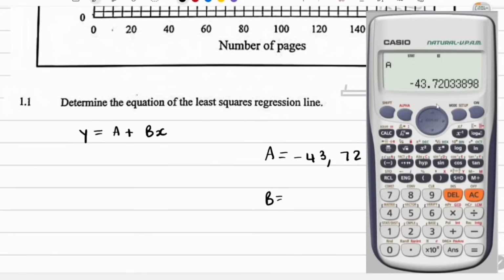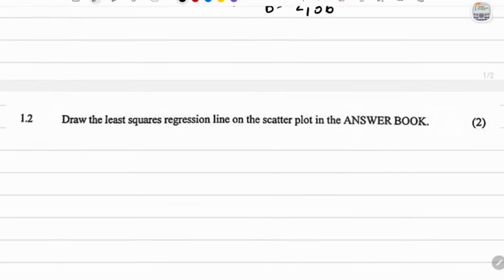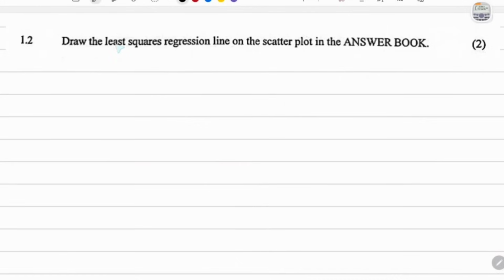So now we need to find our B value. On your calculator, you can just go ahead and press Shift and 1, and then again we'll go to number 5 for regression, and we want the B value, so we choose option 2 and say is equal to, and you see that B is 2.36 rounded off to 2 decimal places. So it means that the equation of your least squares regression line is y is equal to, our A value is negative, so that's negative 43.72, and then our B value is positive, so it's plus 2.36x, and that is our answer.